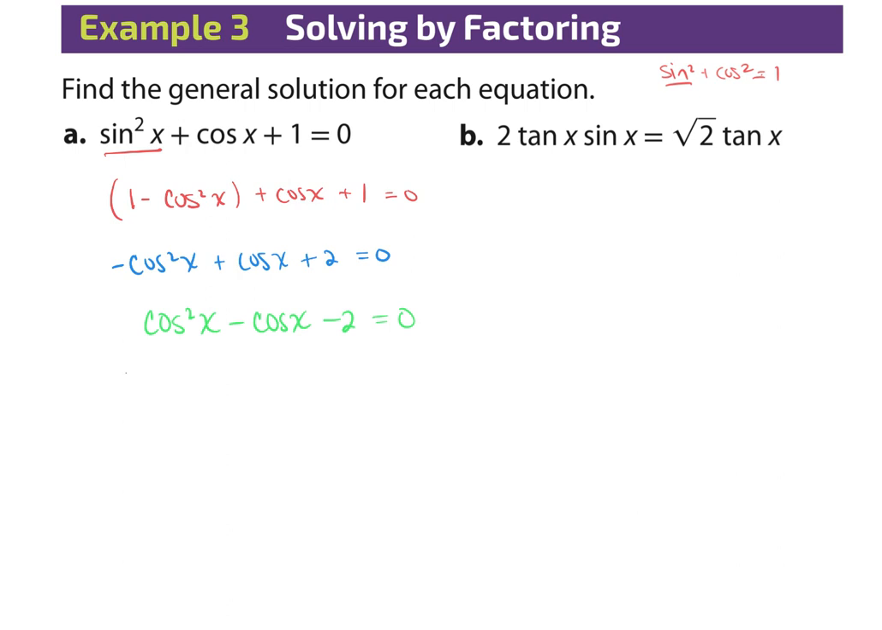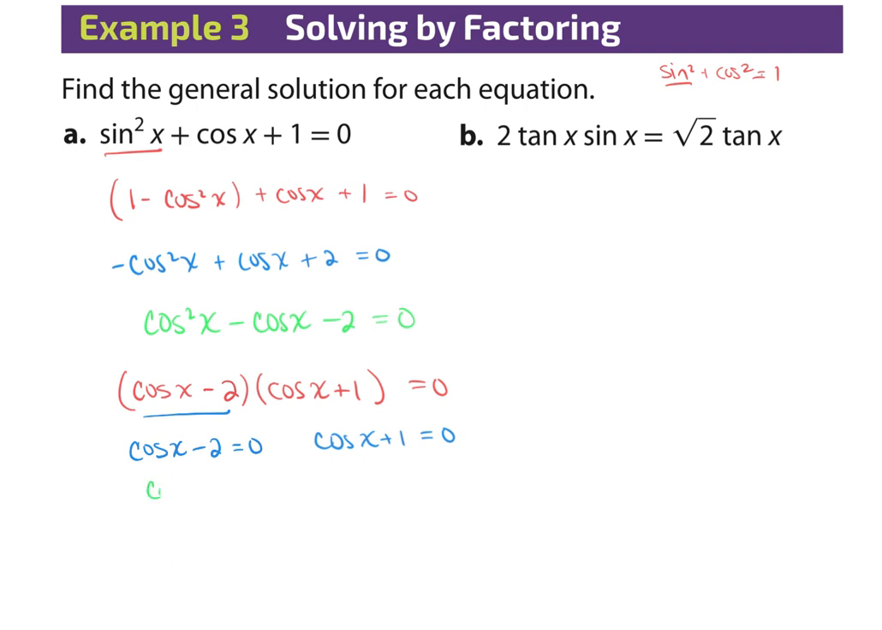So you know that you're going to have your cosine of x, right? And then you really just want factors of 2 that multiply to give you negative 2 and add to give you negative 1, right? And so that's easy. So when you see the trig function in there, just think of it as a variable squared plus a variable plus a number, something like that. And now we have something rather simple to solve. When you're solving by factoring, you set each one equal to 0. So I'm going to say, well, cosine of x minus 2 equals 0, and cosine of x plus 1 equals 0.